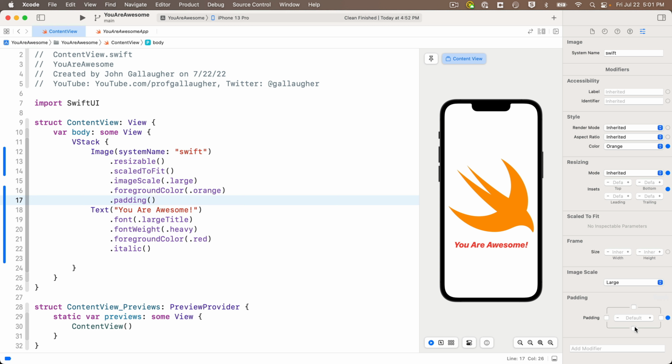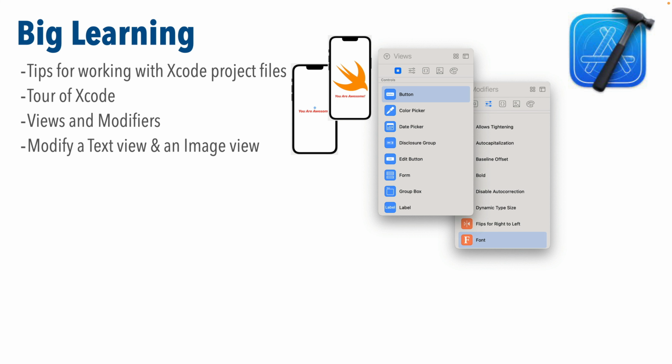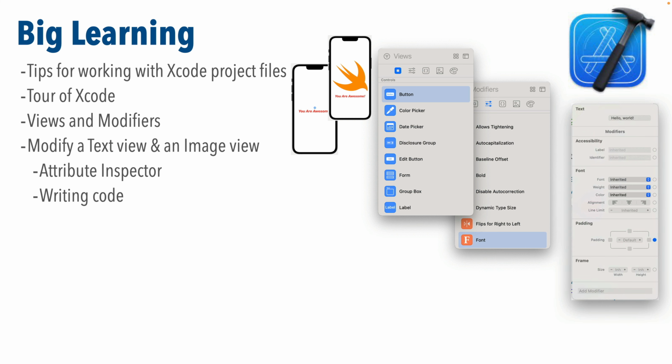Now this is a good place for us to take a break, and we didn't do a lot of coding in this first lesson, but we did cover a lot of important basics, including many topics that are often skipped over in many intro courses. We learned how Xcode projects are organized, how to reopen a project, and very important things to avoid when working with projects. We got a tour of Xcode, we discussed views and modifiers, we learned how to use modifiers to modify the text view, as well as how to modify an image view that had a system image inside it, and we learned to do this using both the Attributes Inspector and by writing the code ourselves.